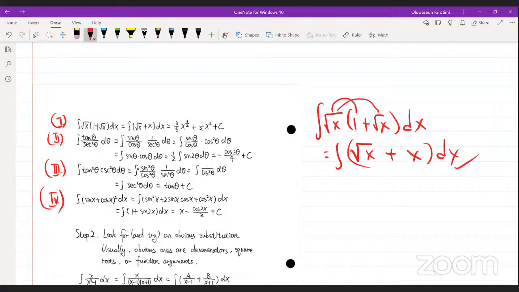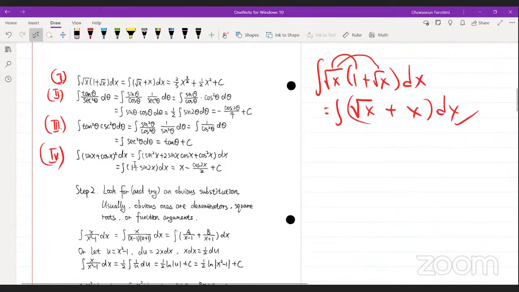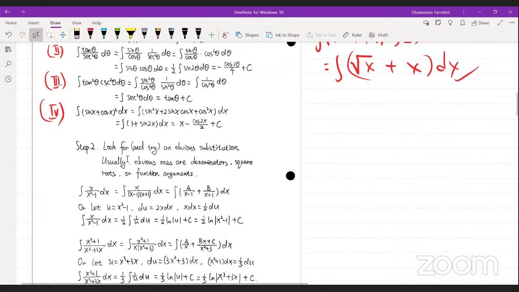Now what else can you do? Step 2. If the first step fails, then you can talk about step 2. That's where you do a u sub. You look for an obvious substitution. What can I make my u such that the other part is going to cancel out? In this case, this is example number 1.